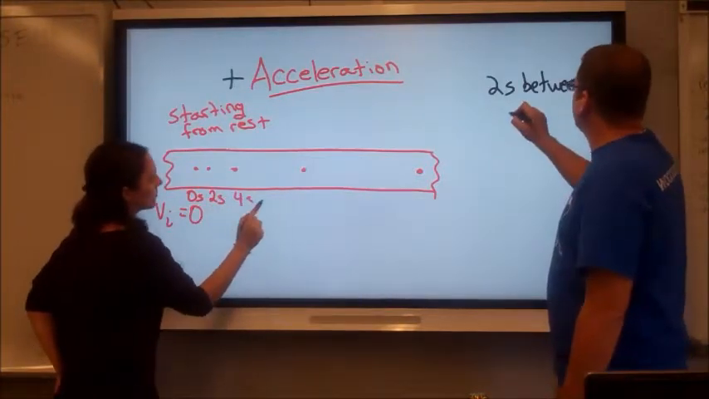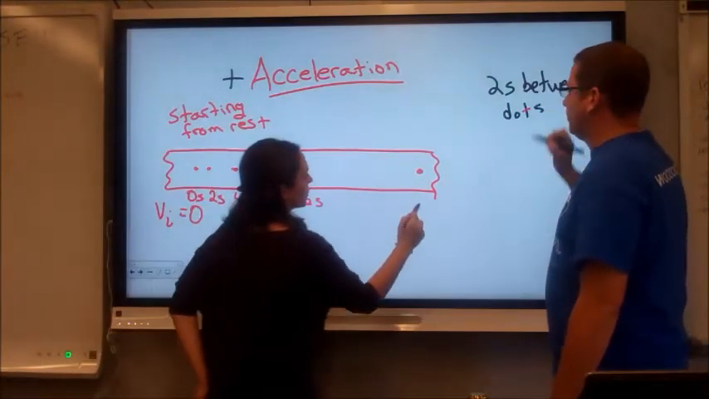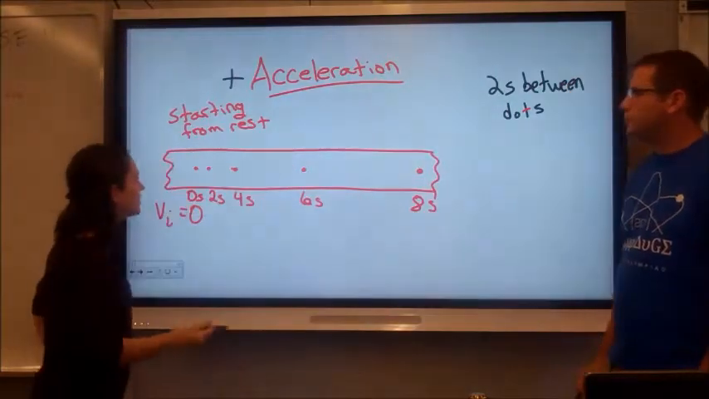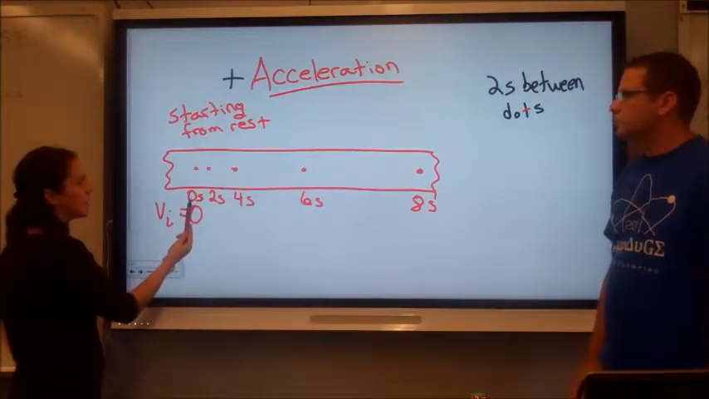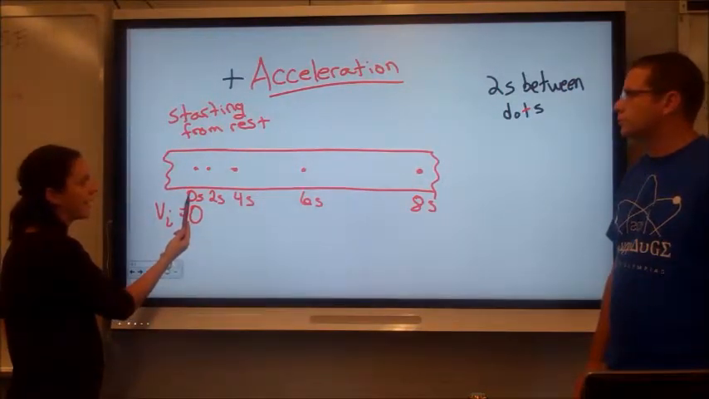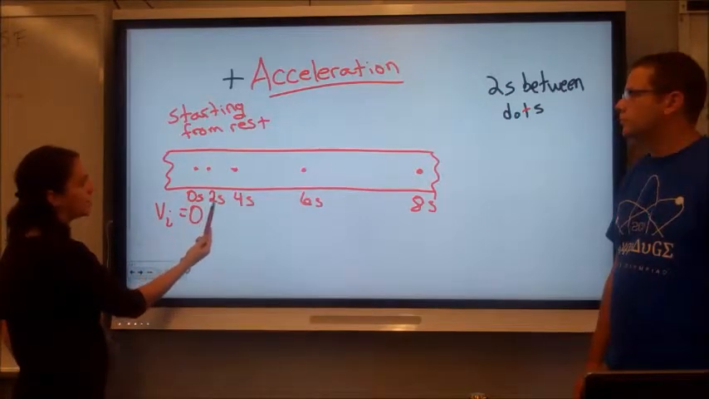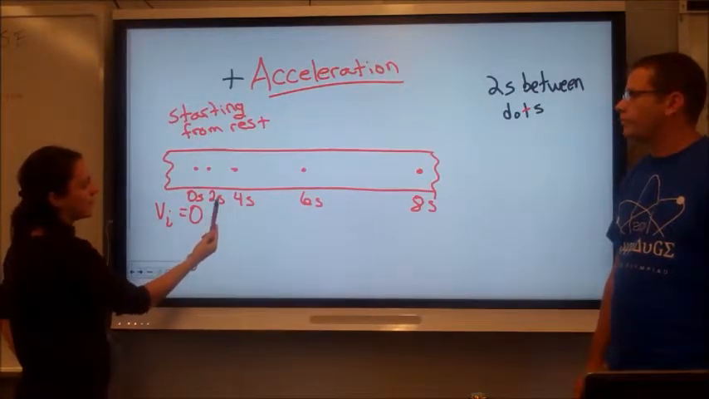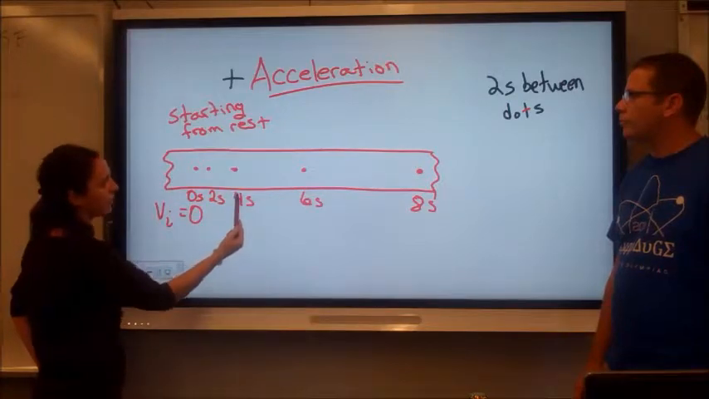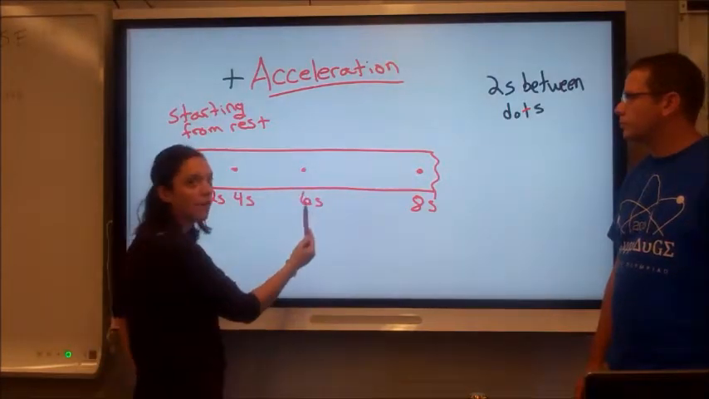So 2 seconds between dots. So I'm just labeling my times where I'm at. So I started at 0 seconds at a stop, and I hit the accelerator, and in 2 seconds I got to my second dot. By 4 seconds, a little bit further, by 6 seconds I covered a lot more distance, and so on, continuing.